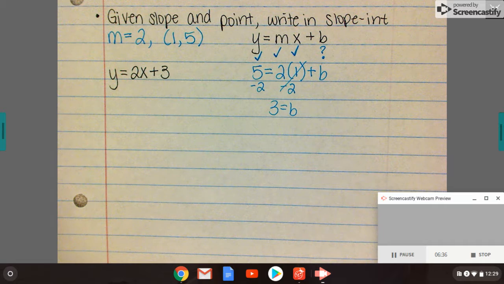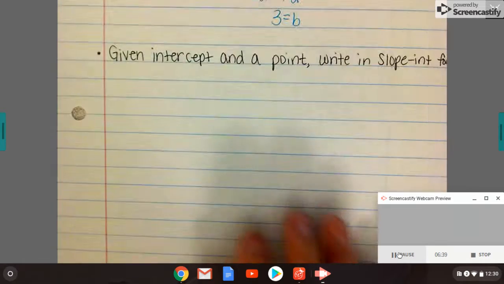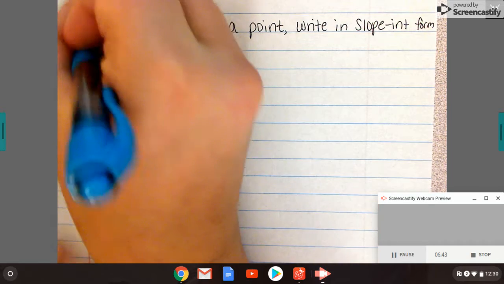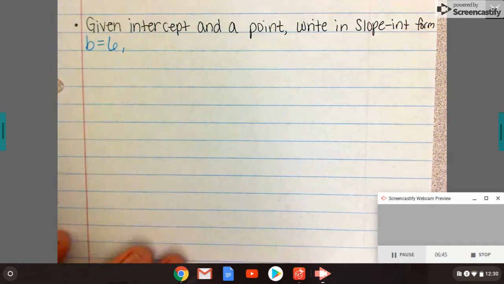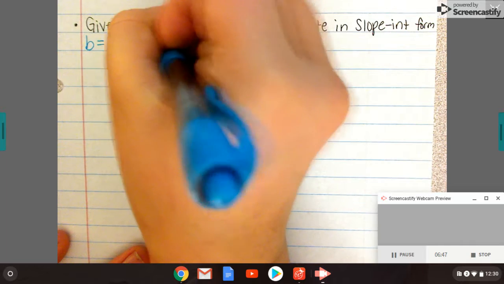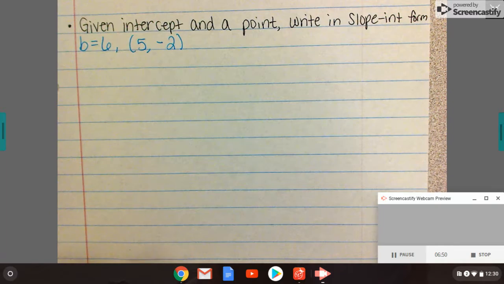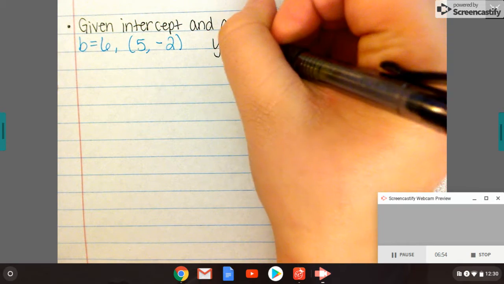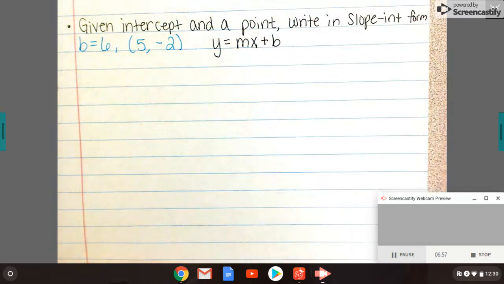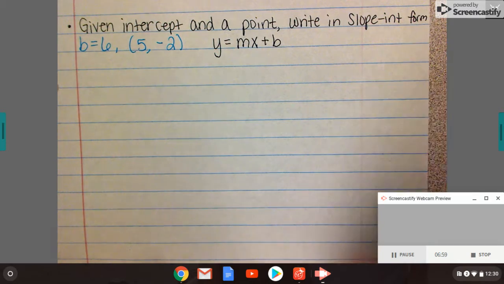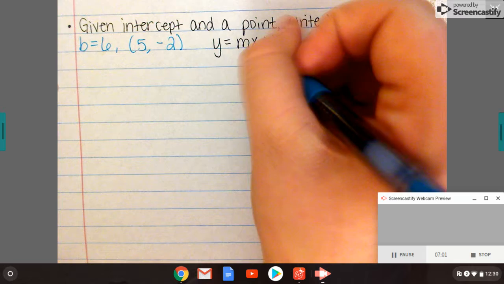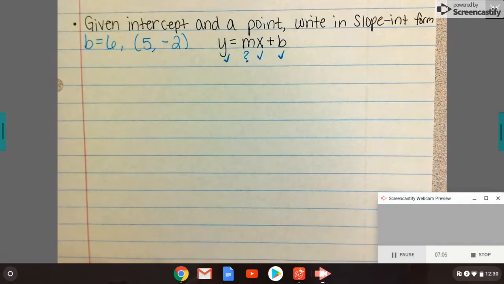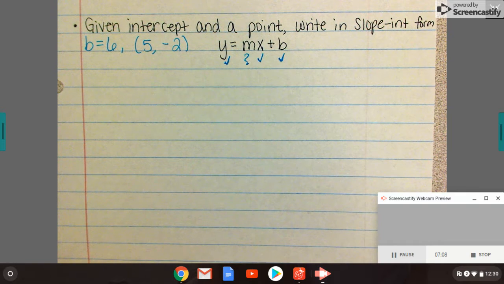Let's do another one. All right, the next one, given our intercept and a point, we're going to write it in slope-intercept form. So given our intercept, like b equals 6, and a point, like the point (5, -2), let's write it in slope-intercept form. So again, let's start with the end in mind. I know I want to end up with y equals mx plus b. Let's see what we already have and what we need. We have b, x, and y, and I don't have m. So let's plug in and solve for m.